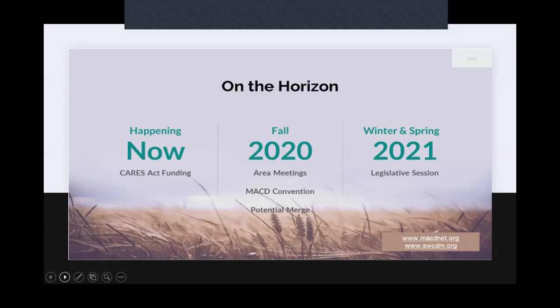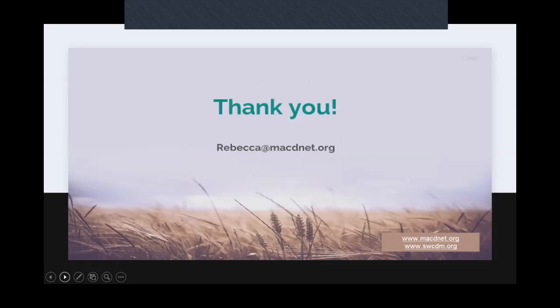Coming up, we have the area meetings, the convention, which is happening the 18th and 19th of November, and then a potential merger between MACD and SWCDM. And that is something that came from our membership, wanting the two organizations to merge, and we have resolutions actually on that. So we're waiting to see how those go through area meetings and how folks vote on that at the convention. And there has been, again, that merger committee. And so a lot of work has been put into that, and we're kind of waiting to see what happens at the convention. Coming up in 2021 is the legislative session. As I mentioned, we've been doing quite a bit of work with the interim committees and staying up to date on that. So next slide, please.